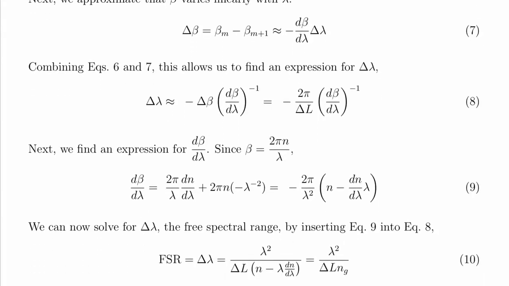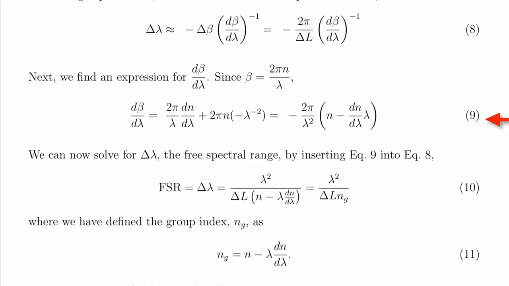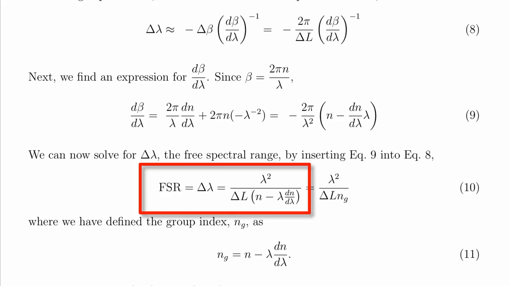Let's go further since we have an expression for beta equals 2 pi n over wavelength. We perform differentiation of beta with respect to lambda using the chain rule. We can now substitute d beta over d lambda into our delta lambda equation. This gives us the free spectral range, delta lambda, as a function of wavelength, path length difference, and a function of the waveguide's effective index.